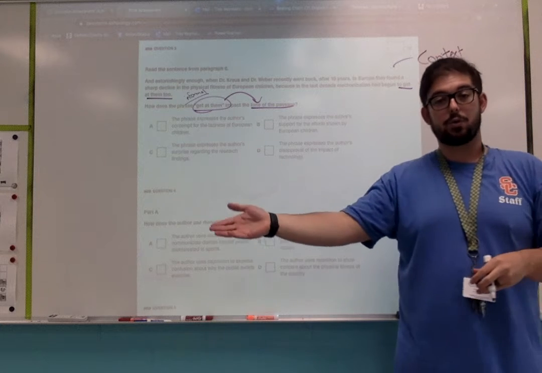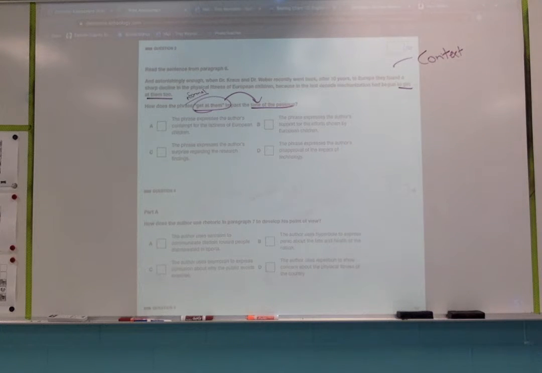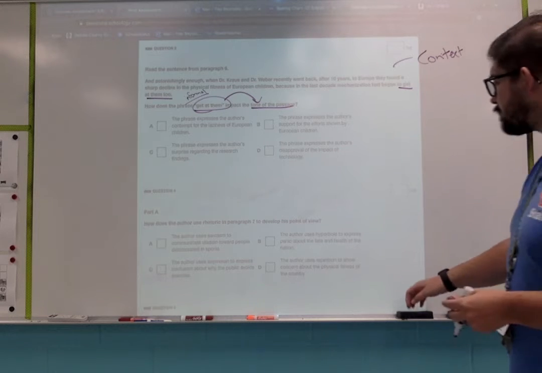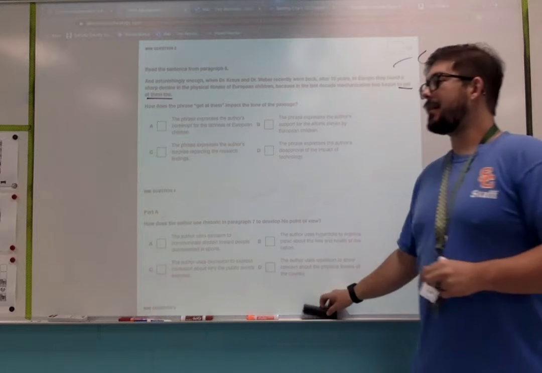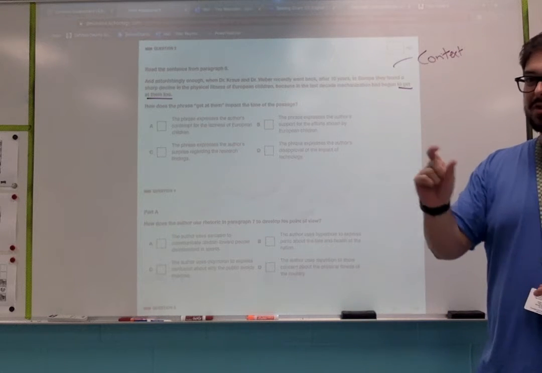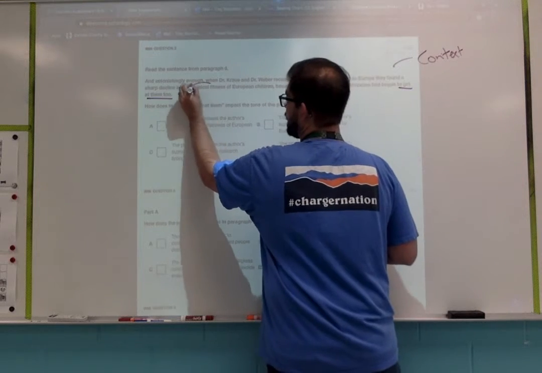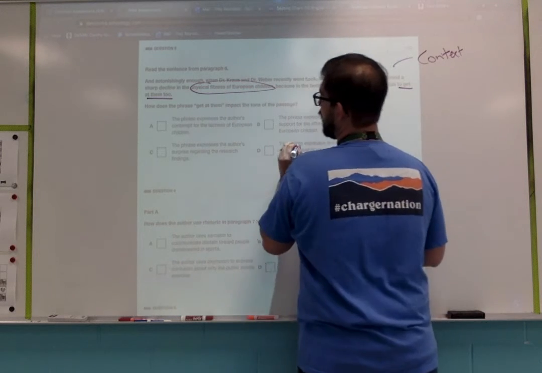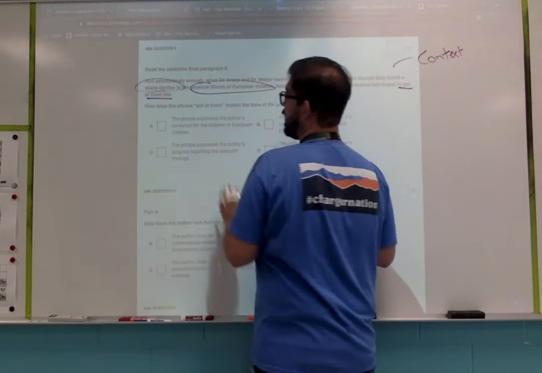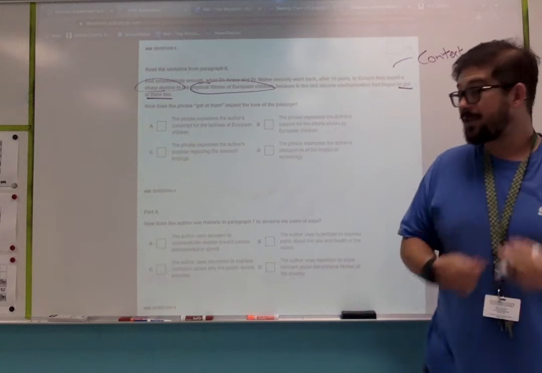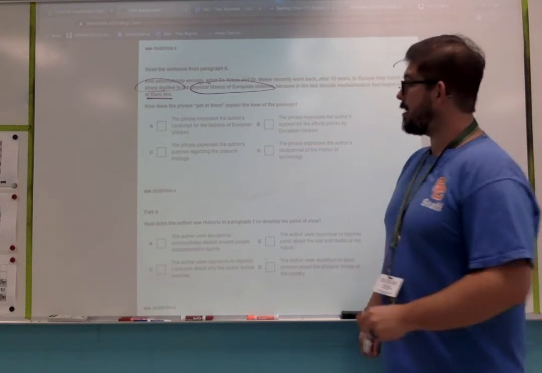Well, let's look at our answer choices. A, the phrase expresses the author's contempt for the laziness of European children. Now, I will admit, the first time I read this, I kind of got stopped on those two ideas as well. I got stopped on the idea of physical fitness of European children and that being on a decline. That's what I kind of got focused in on. So I can understand this one. But you have to be careful about that.